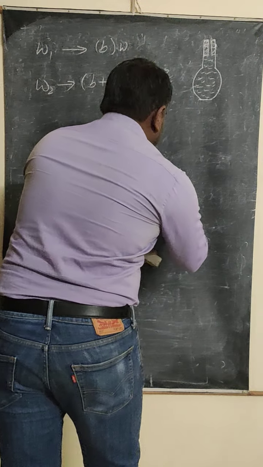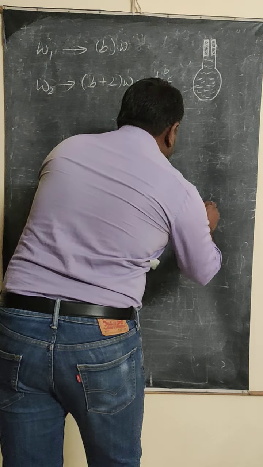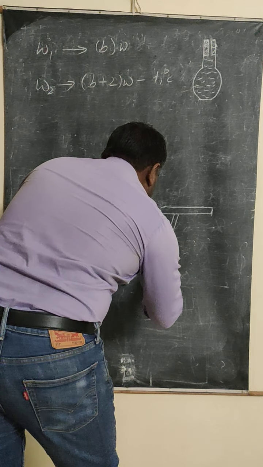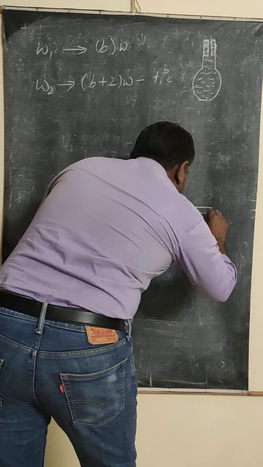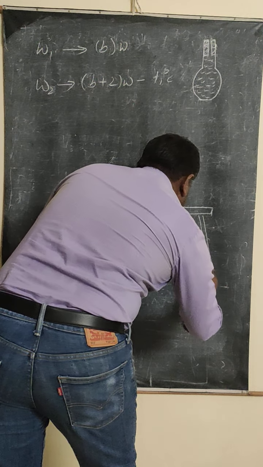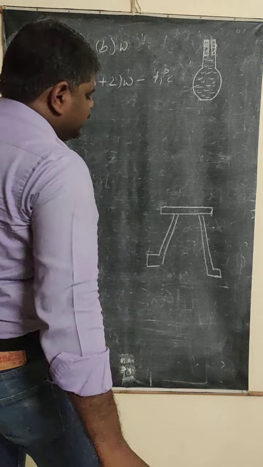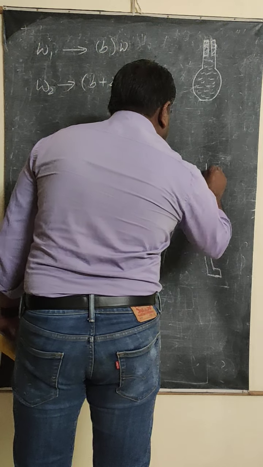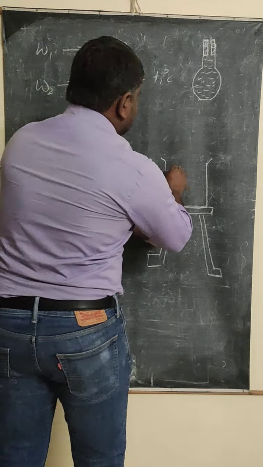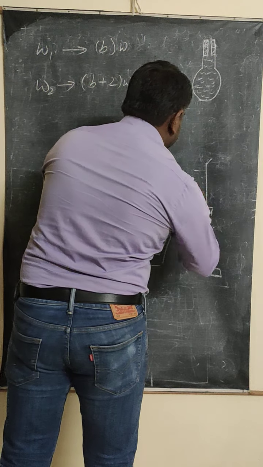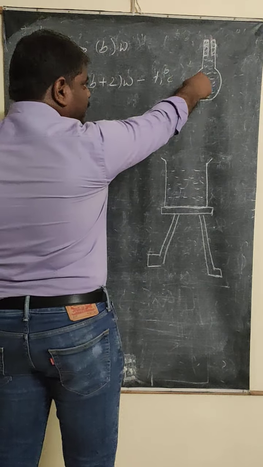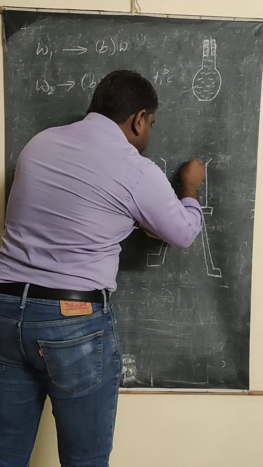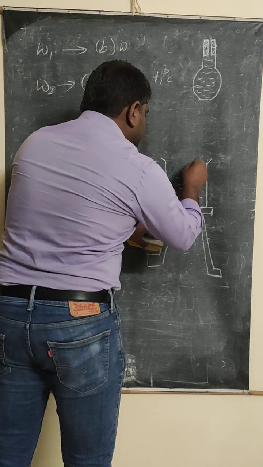Let us say this is a bottle stand that we are going to take here. In this stand I am going to take a water bath. This is a beaker. Inside the beaker I am going to take water up to here, and the specific gravity bottle is immersed inside the water like this.